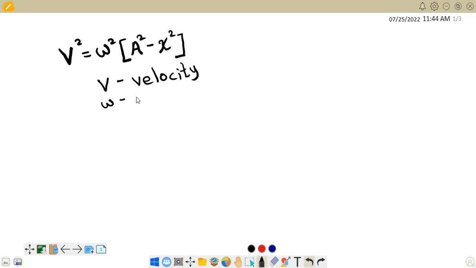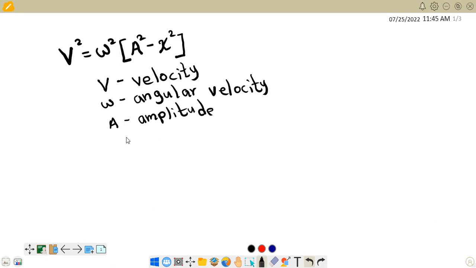Omega denotes angular velocity, and A denotes amplitude. And x is the most important term. x is the displacement from the center.